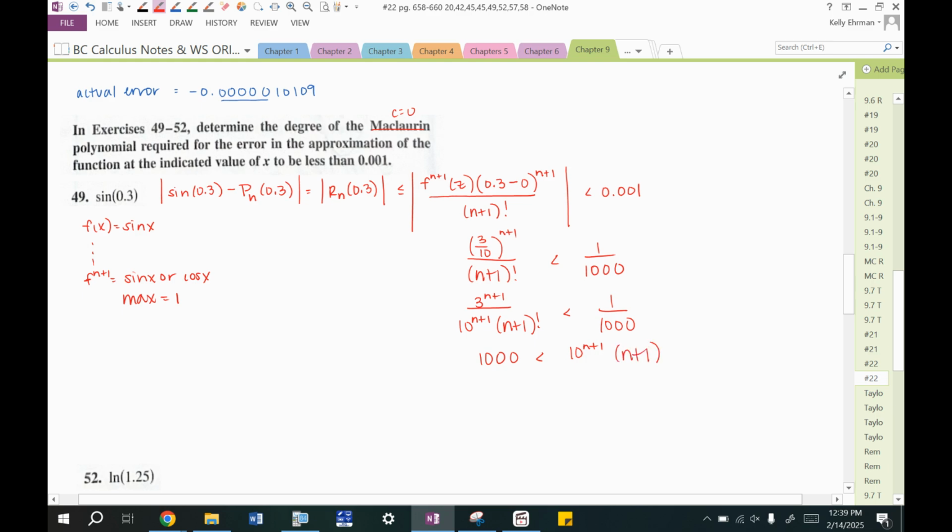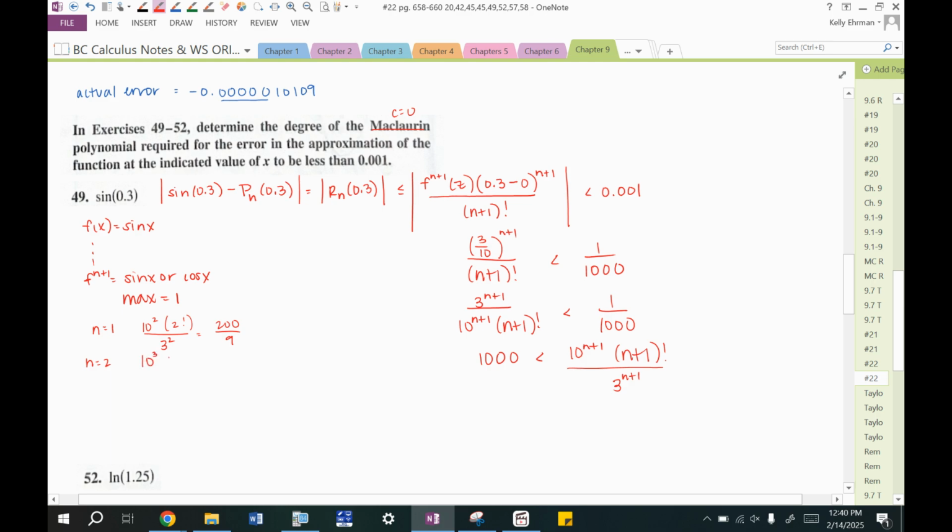It's not going to take a lot for 10^(n+1) times (n+1)! over 3^(n+1). How many n's will it take for that to be a number bigger than 1,000? If you're just plugging and chugging, you might start with 1, even though the answer is never usually 1. That would make this 10 squared times 2 factorial over 3 squared. 100 times 2 is 200 over 9. That's definitely not bigger than 1,000. Okay, try 2.